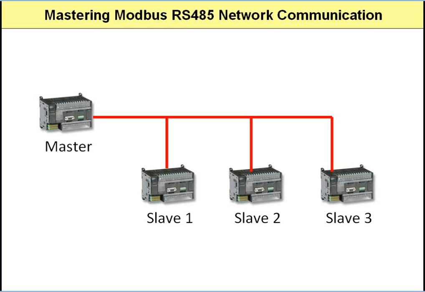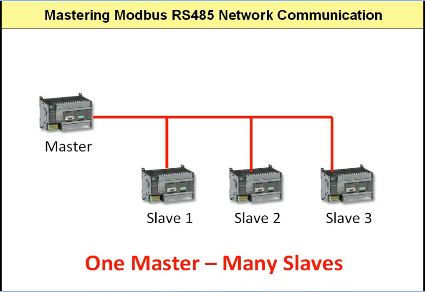In a network composed of multiple Modbus compliant devices, there can be only one master. The remaining devices will all be slaves. The Modbus master makes requests of the Modbus slaves. That's how a Modbus network operates. The master will send a request of a slave and the slave will respond.